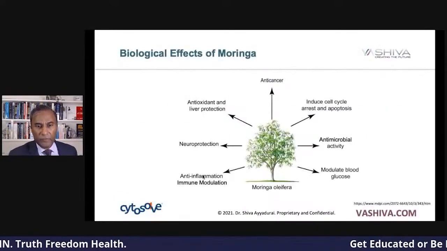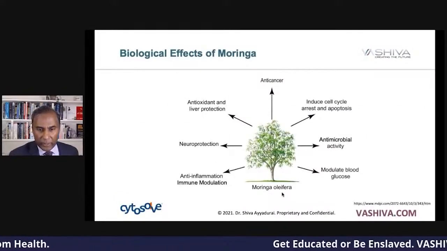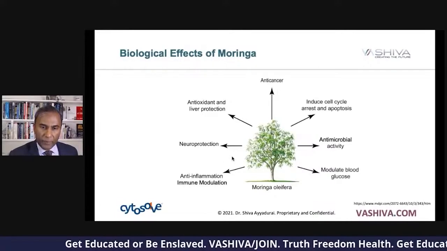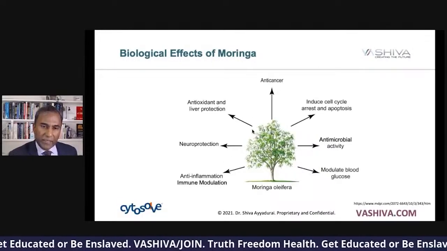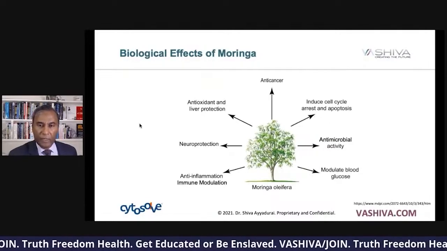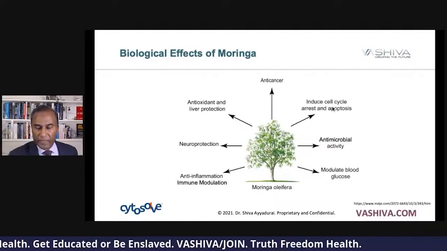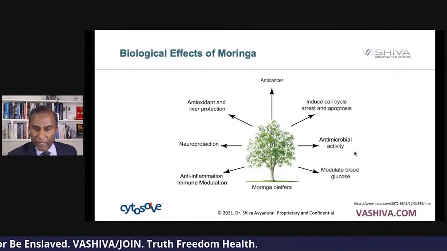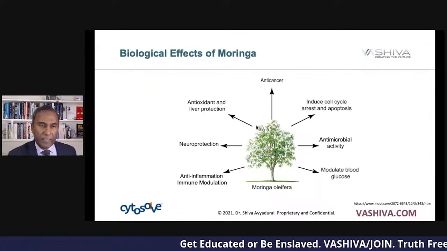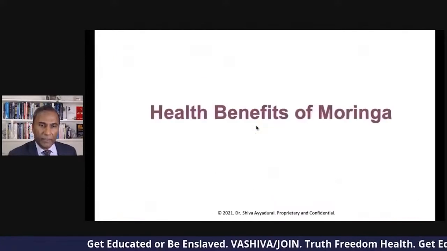So what are the biological effects? Well, here's a Moringa. It's called Moringa oleifera. Anti-inflammation properties, neuroprotective properties, means protects the brain, antioxidant and liver protections, anti-cancer. It induces cell cycle arrest and apoptosis, which means it stops the proliferation of cancer cells. Antimicrobial, it modulates blood glucose. At least 7 different kinds of documented, clinically studied biological effects.